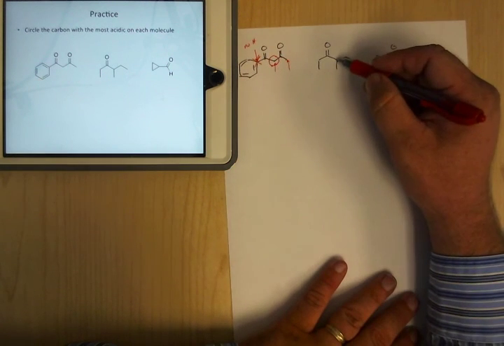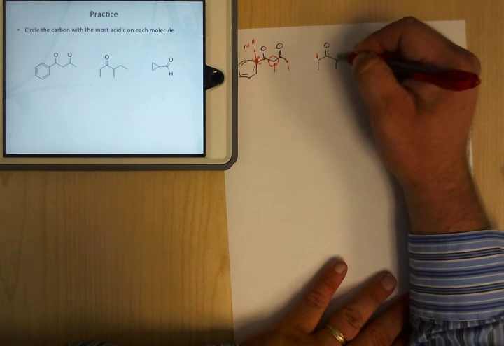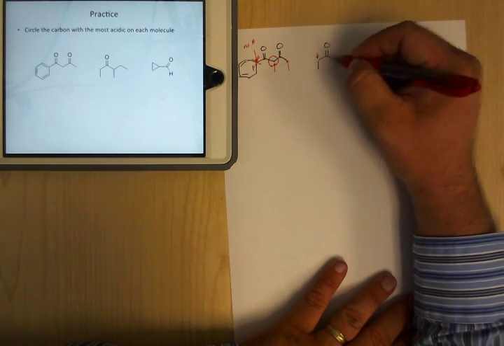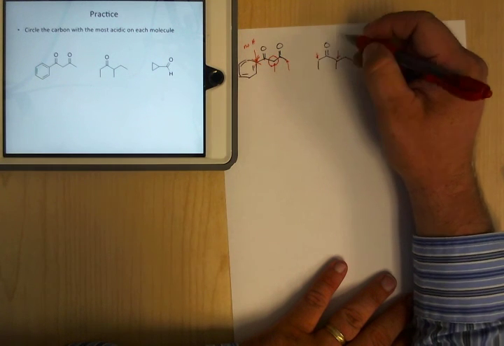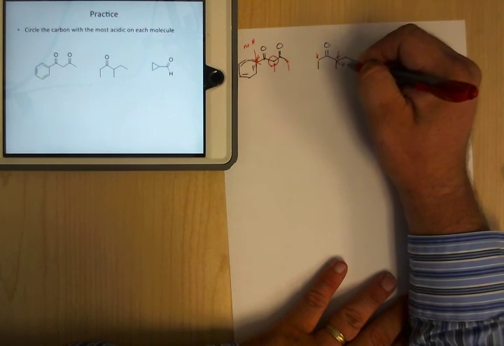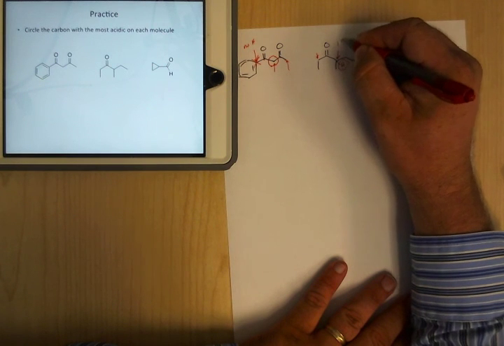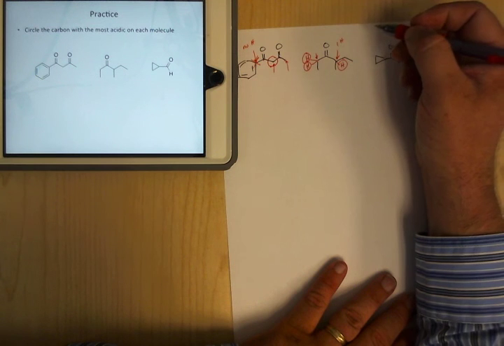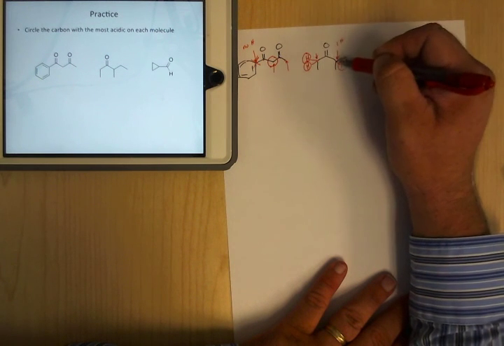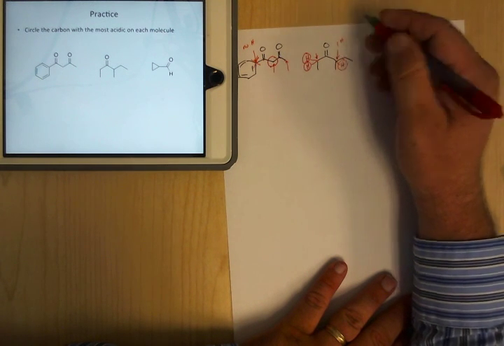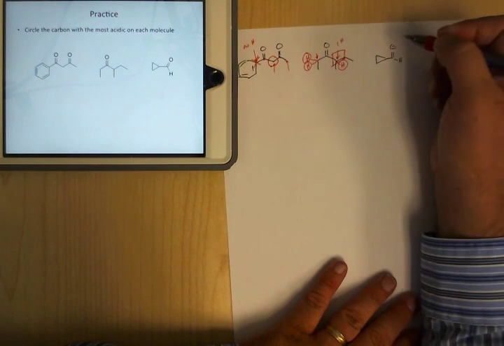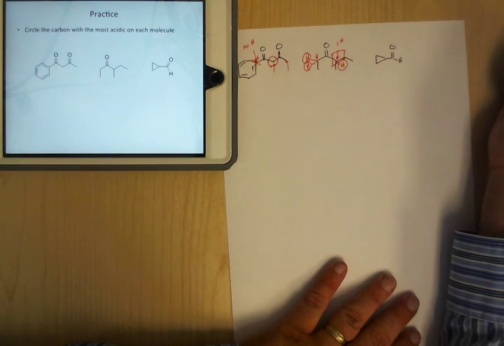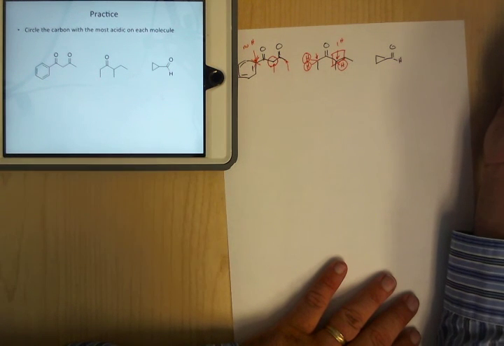Now for here, again, we're looking on either side of the C double bond O. Each of them is only next to 1. So this one has 1 hydrogen. This one has 2 hydrogens, because 2 bonds are shown, so 2 hydrogens. Here, 3 bonds are shown, so there's only 1 hydrogen. So that means this is the winner. That side's the more substituted side. That side's the winner. It'll be more acidic.